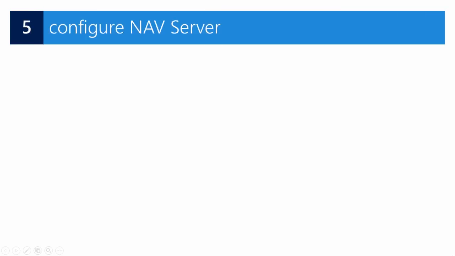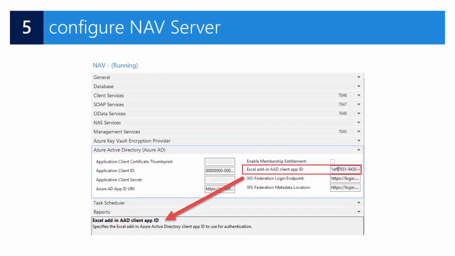The next thing to do is to configure our service tier. We can do that using the service tier manager, or you can also use a PowerShell script. We need to set the Excel add-in AAD client app ID to the client app ID that we got out of the portal. Let me demonstrate how we can do that.